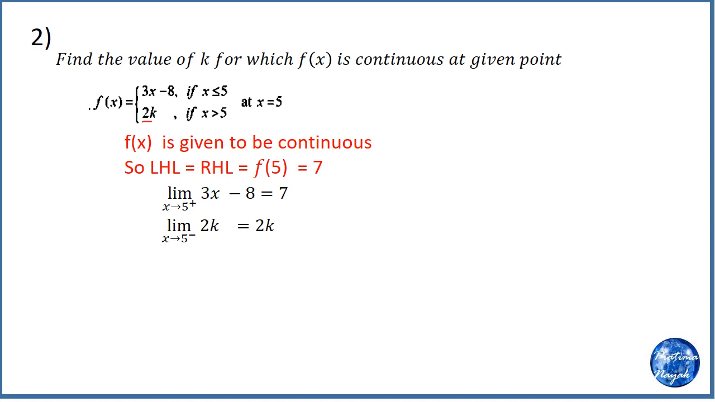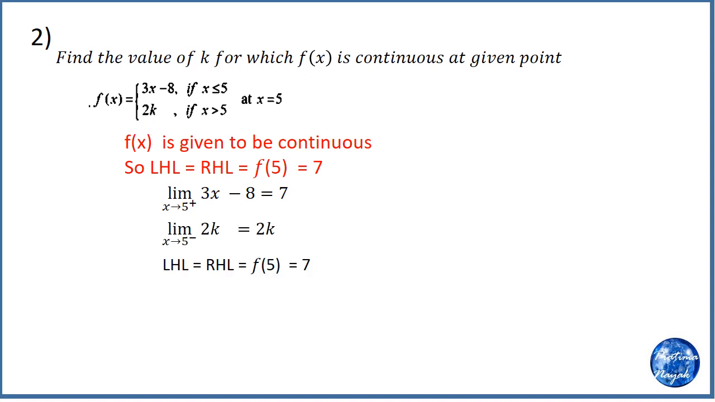So what are you getting? We are getting 2k because it is continuous. So RHL is equal to LHL is equal to f of 5, that is equal to 7. So this gives us 2k is equal to 7. This is 2k, this is 7, they are equal to each other. So what is the value of k? k is equal to 7 by 2.